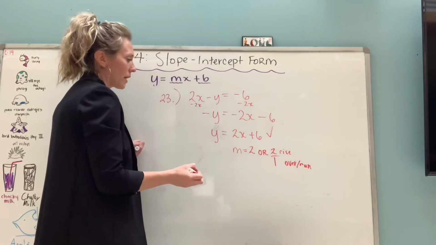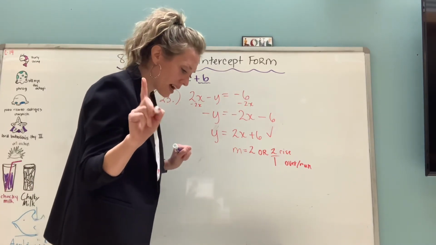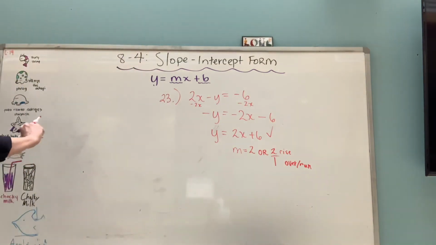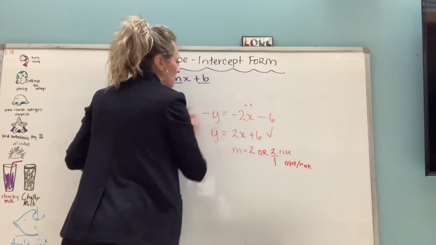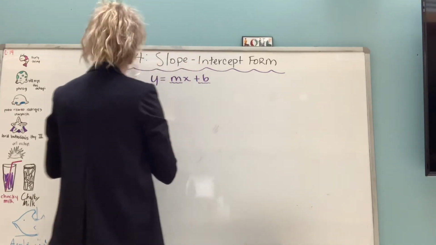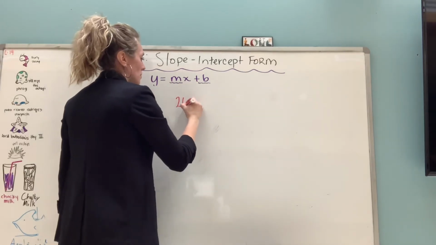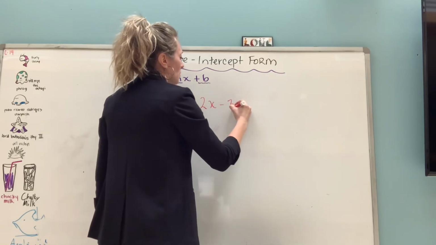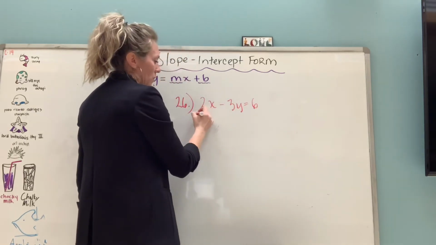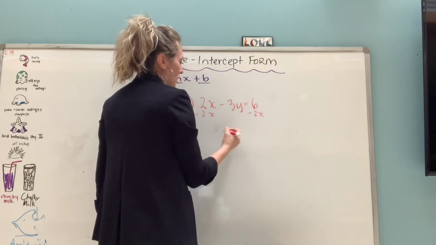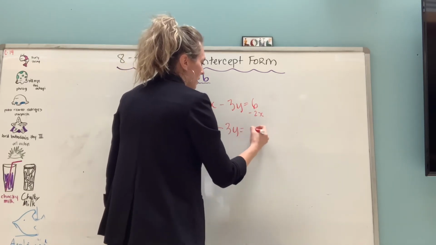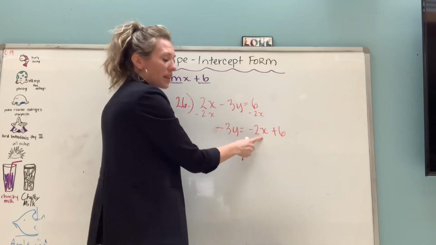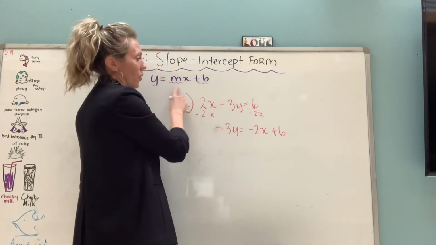Okay, let's look at one that's not as friendly. Maybe 26 seems less friendly. It's actually not too bad, but it seems less friendly. So 26 says 2x minus 3y equals 6. Again, we're going to subtract 2x from each side. So I have negative 3y equals negative 2x plus 6. This right here, 6 minus 2x, I wrote this way. I like my x term first, just because then it stays in this format.